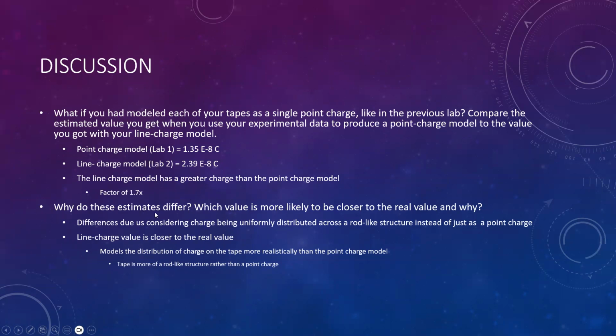Why do these estimates differ? Which is closer to the real value? The difference is due to us considering charge being uniformly distributed along the rod-like structure instead of just a point charge. The line charge is closer to the real value.